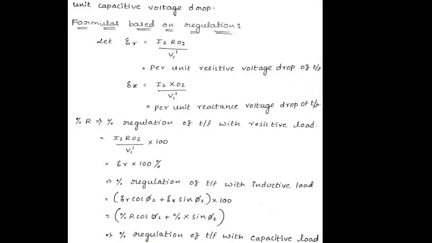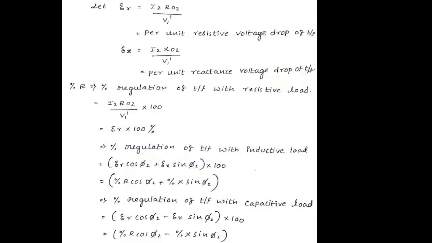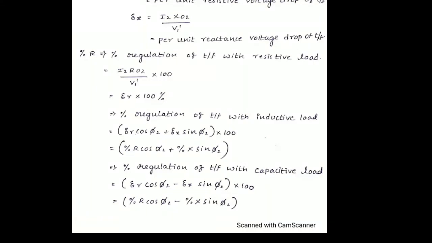I2 R02 by V1 dash can be written as zeta R, and this is the per unit resistive voltage drop of the transformer, and zeta X is I2 X02 by V1 dash. This is the per unit reactance voltage drop of the transformer. So percentage R is equal to I2 R02 by V1 dash into 100, that is zeta R into 100%, and this is nothing but the regulation of the transformer with resistive load.